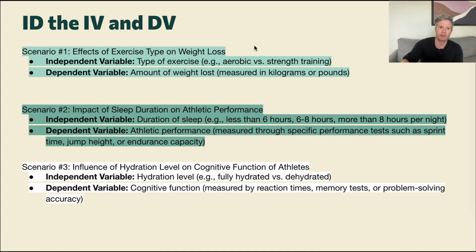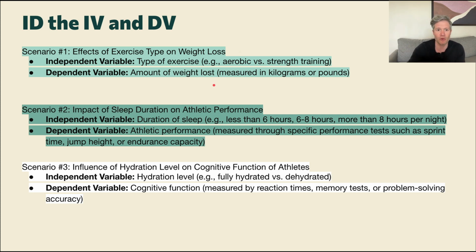So in scenario 1, we're looking at different types of exercise on weight loss, so aerobic versus strength training, and those are independent variables because that is what we're manipulating. That's what the researchers are changing. Our dependent variable is how much weight was lost. So you could say either kilograms or pounds or whatever unit of measure was there. Okay. In our second scenario, that was to do with university athletes and how sleep might affect their cognition.